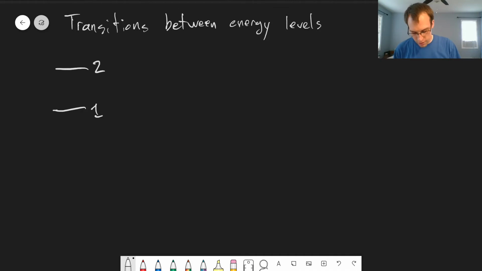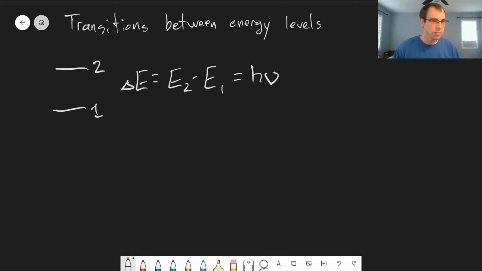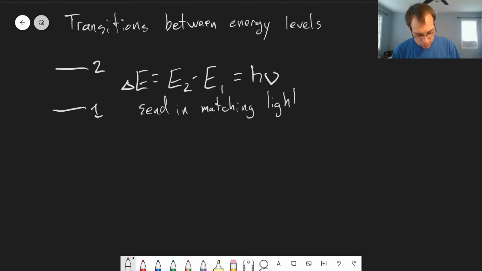So if we send in light that matches the difference in these energy levels, so delta E is the difference between E2 and E1, we want to send in light with a frequency of h nu that matches this energy level difference. So send in matching light. There are three possible outcomes that can happen.